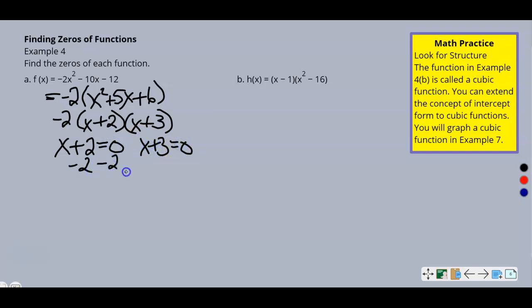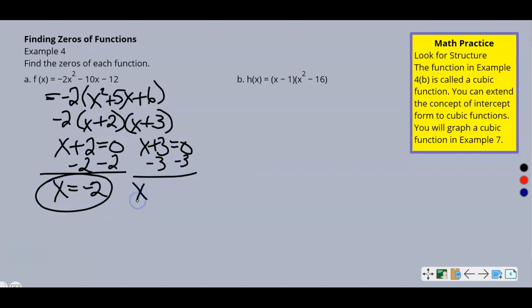Subtract 2. X equals negative 2. Again, I'm using the zero product property here. Zero product property says if you've got the factor, set it equal to 0 and solve. Or if I have a product, I can set them equal to 0 and one or the other will be the solution. So find the zeros means you are just solving.